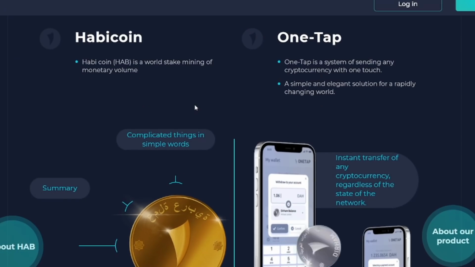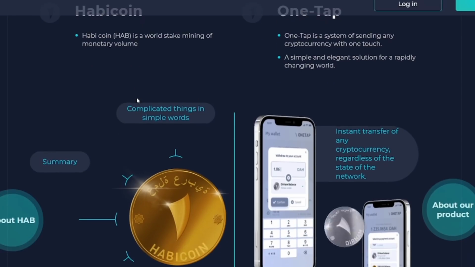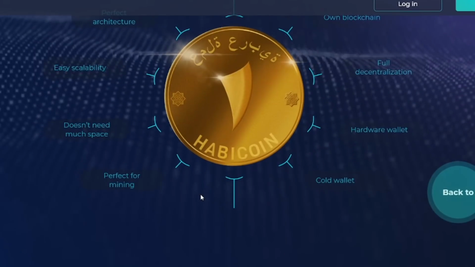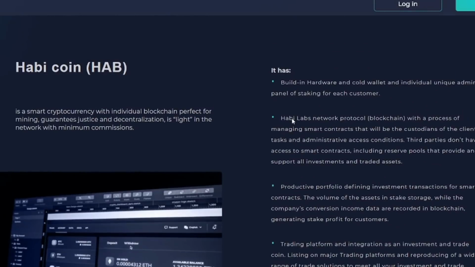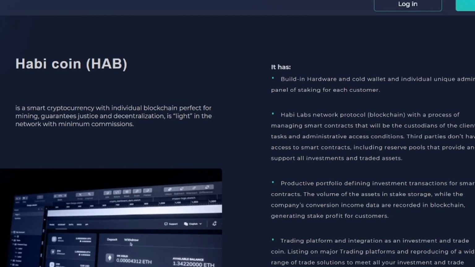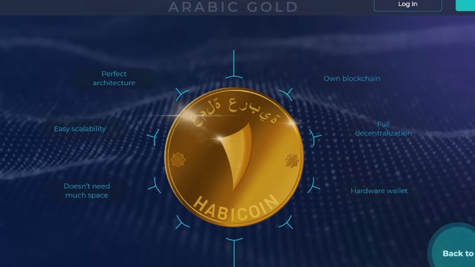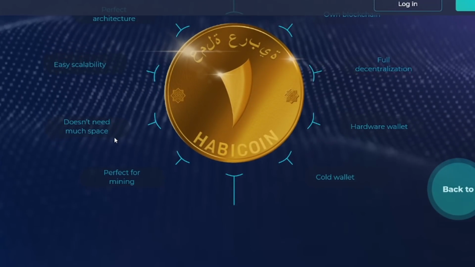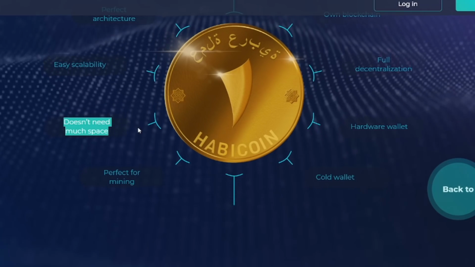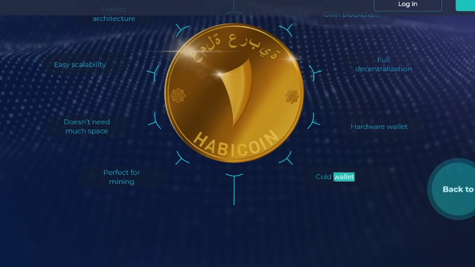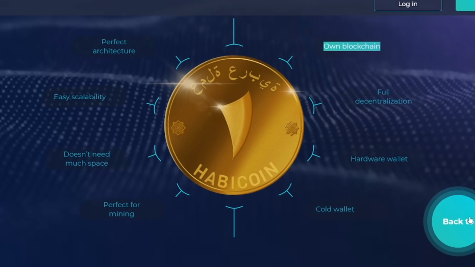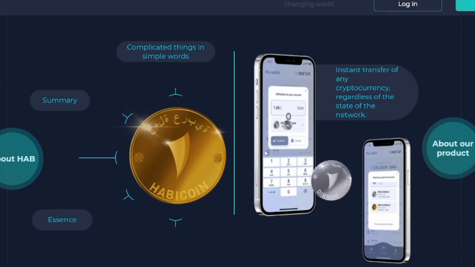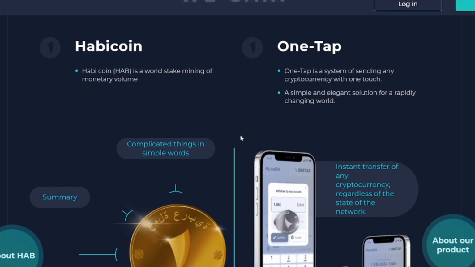So as I say here, what is Habi? It is a stablecoin, which is basically the gold version: if DAH is the dirham, this is the gold, basically, of the decentralization of the token here. So it will have a perfect architecture, easy scalability, doesn't need much space, perfect for mining. They will have a cold wallet, hardware wallet, full decentralization, and, most importantly, its own blockchain. So the DAH will basically be based on the Ethereum blockchain.